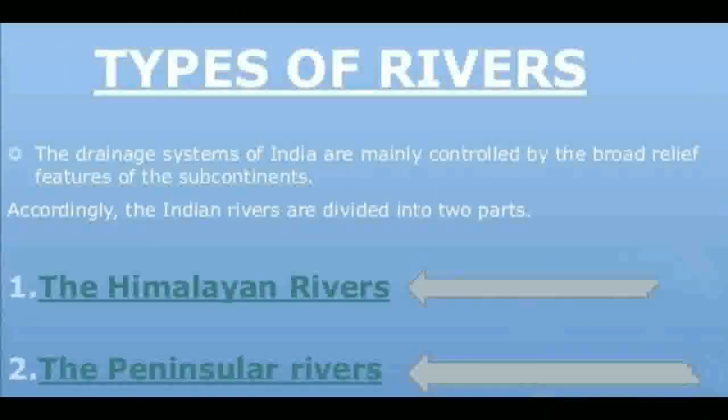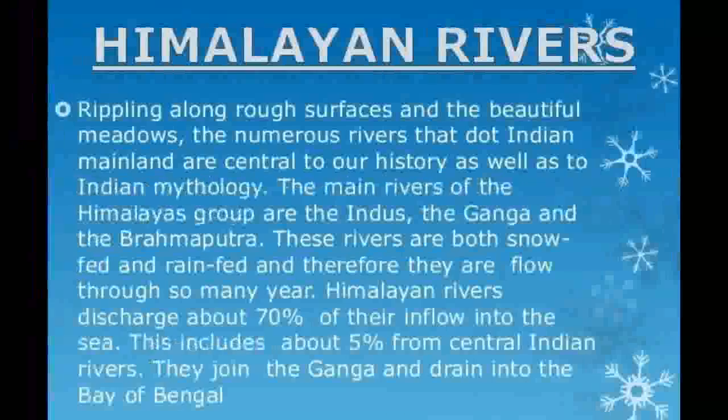Now let us see the rivers of India. Due to its physiography, the Indian rivers have been divided into two categories: the Himalayan rivers and the Peninsular rivers. The Himalayan rivers are perennial rivers. The water in these rivers flows throughout the year. These rivers are mostly snow-fed as well as rain-fed.